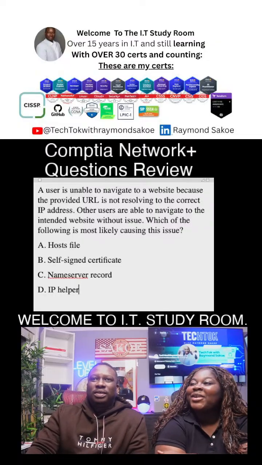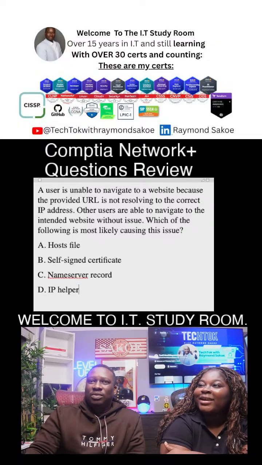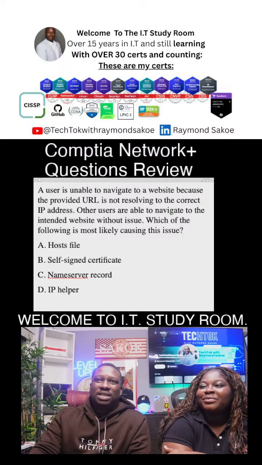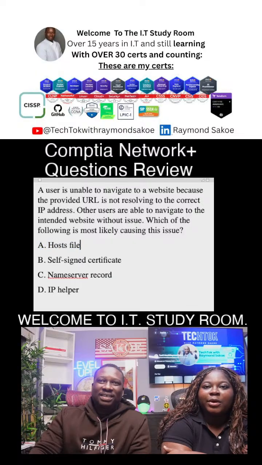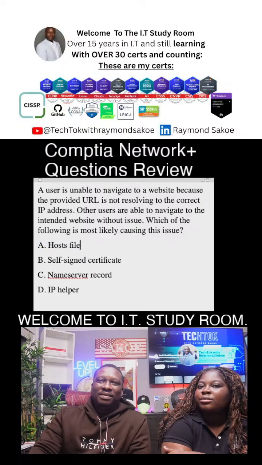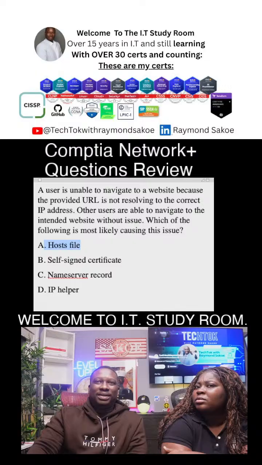Okay. So, which of the following is most likely causing this issue? The answer is A, host file. I've realized that most people are not familiar with the host file.